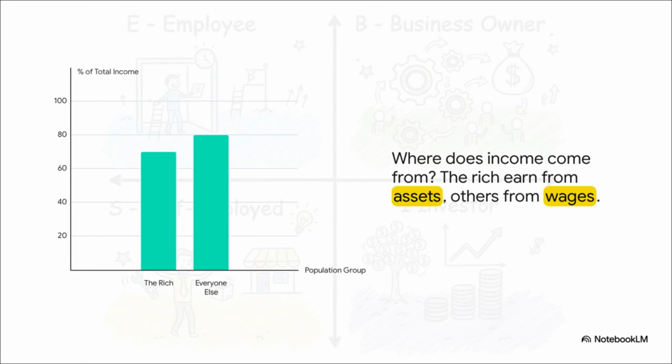And look at this. This chart tells the whole story without needing any words. For most people, that's the bar on the right, a whopping 80% of their income comes from a paycheck, from wages. It's bucket money. But for the rich, on the left, the whole thing is flipped on its head. Over 70% of their income comes from their assets in investments, from their pipelines. They're not just earning more, they are earning in a fundamentally different way.